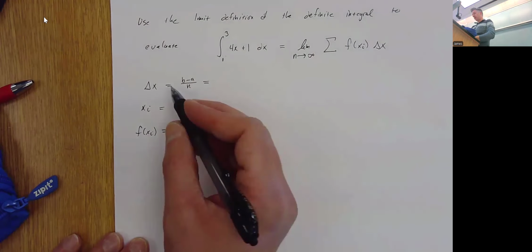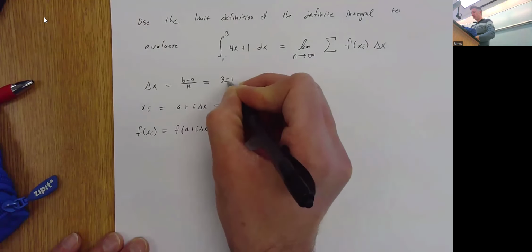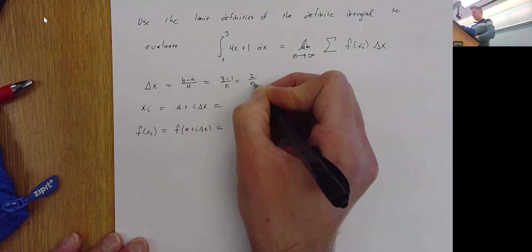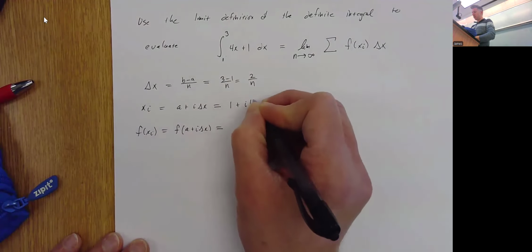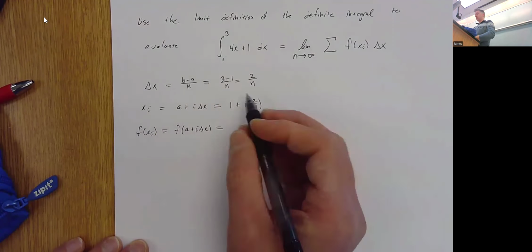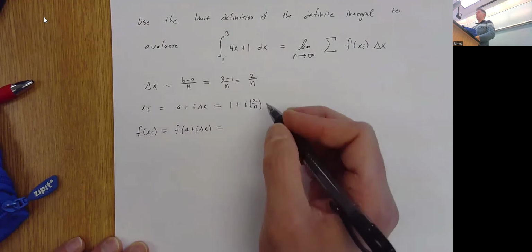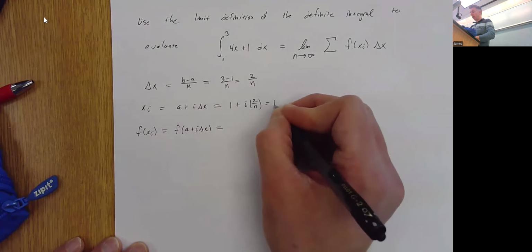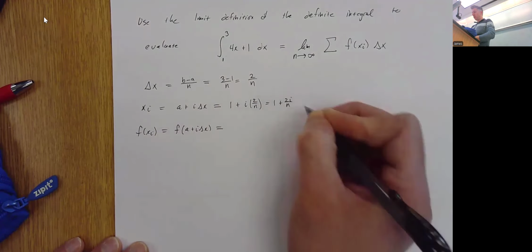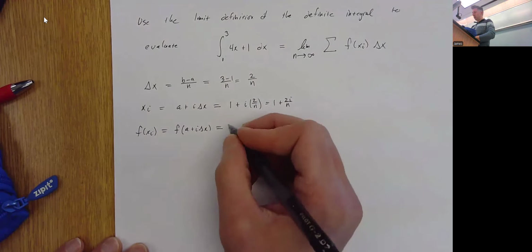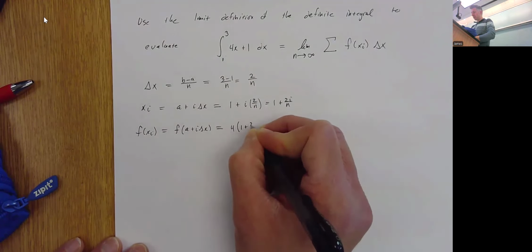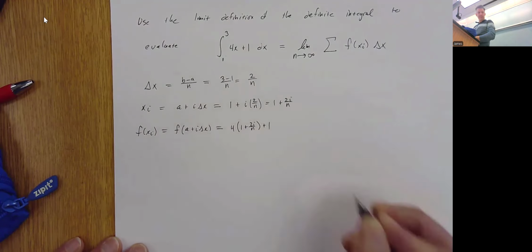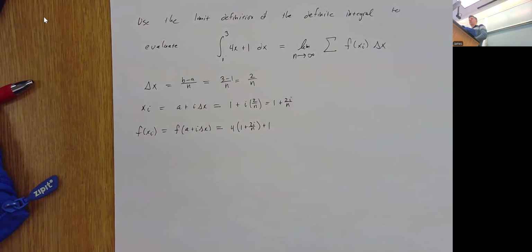I'm getting for delta x, 3 minus 1 over n. For x sub i, I'm getting 1 plus i times 2 over n. I would always make the choice to put the i in the numerator here and write it as 1 plus 2i over n. Not required, I just feel like it's easier to write down. And then finally, my f of x sub i is going to be 4 times my x sub i plus 1. And you could simplify this. I don't think we really need to at this juncture.